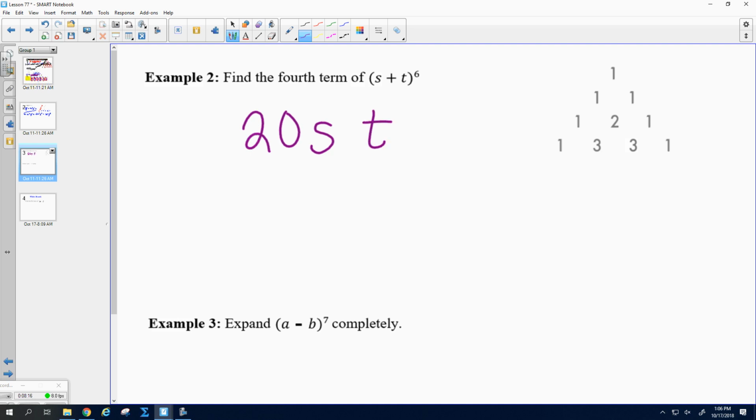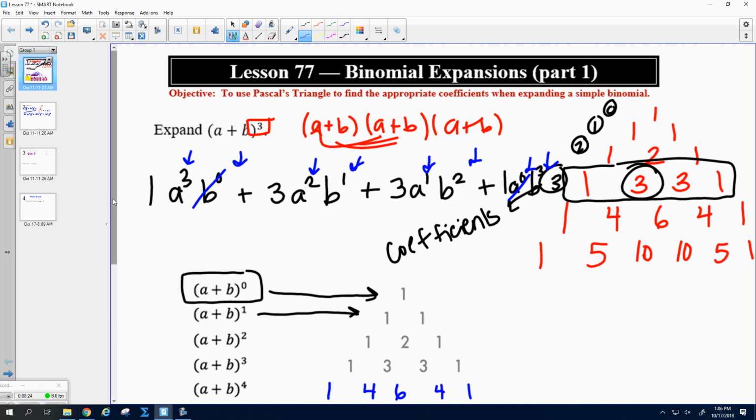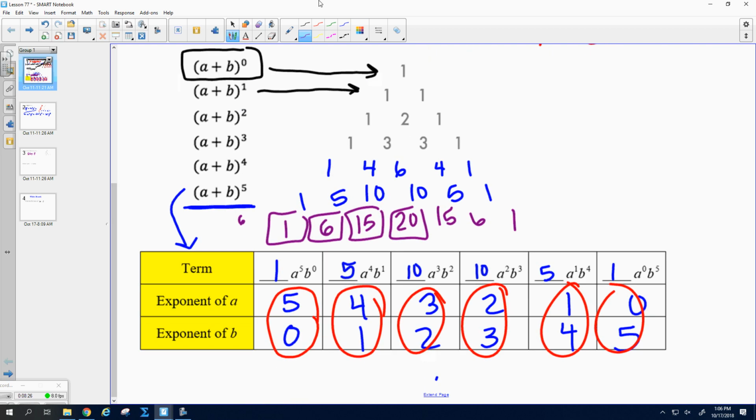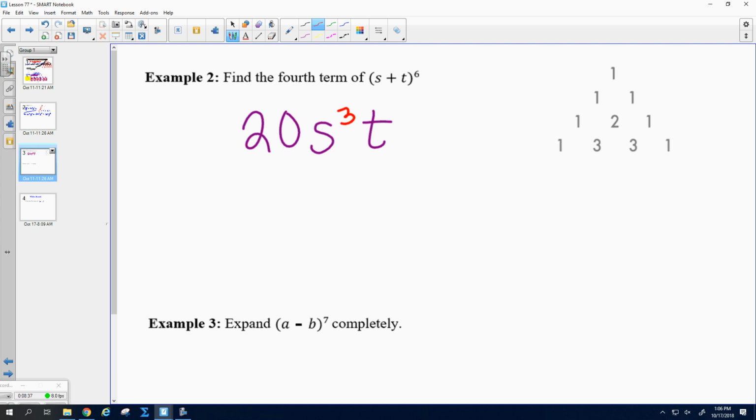All right, and then I'm going to have s to the something and t to the something. We need to figure out what that exponent is. It always starts with s to what power, you guys? The 6th. It starts with s to the 6th. So that means that this is going to be the 6th power, the 5th power, the 4th power, and so the next one's going to be the 3rd power. So this would be s to the 3rd power.